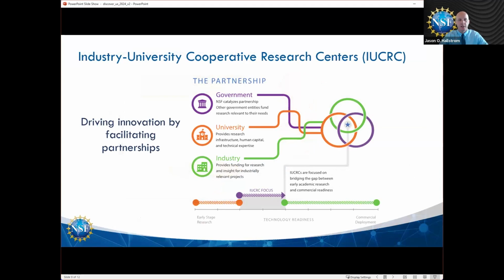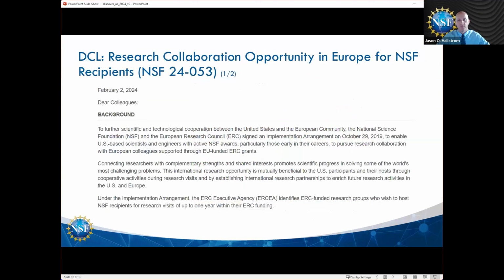CNS also manages the Industry University Cooperative Research Centers program, or the IUCRC, and this is a unique program that is focused on driving innovation by facilitating partnerships between academia and industry, so that it provides a pathway for academics to understand where there are needs and opportunities in the space in which industry plays, and to provide an opportunity for collaborative investment in programs between those industry partners, the NSF, and the participating universities.